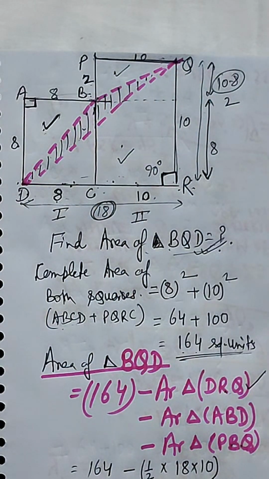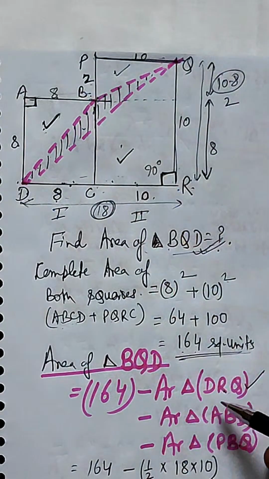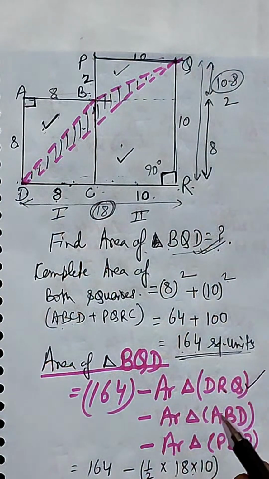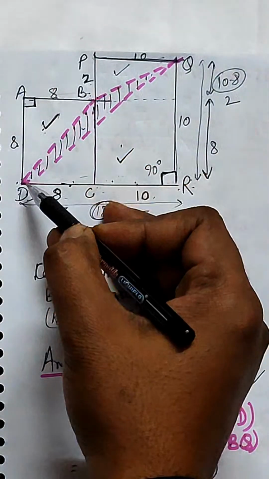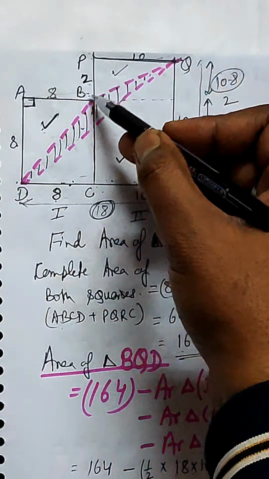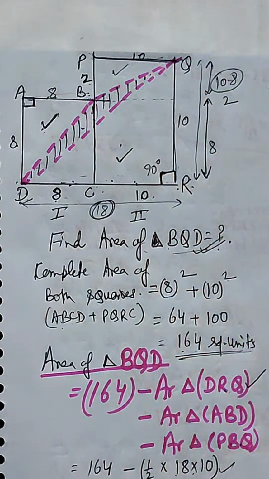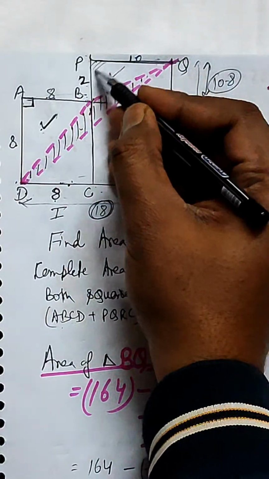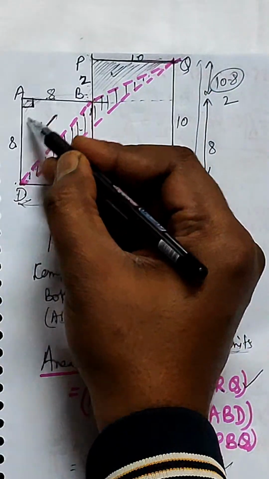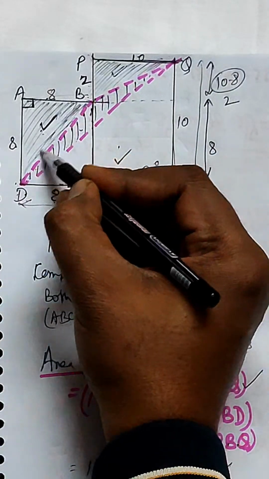So half into base into height. You can see we have calculated the area of triangle DRQ, half into 18 into 10. 18 is the base, 10 is the height. Triangle ABD area, half into 8 into 8, right? Now triangle PBQ is half into 2 into 10, right? This one, PBQ is this triangle, and this is the second triangle whose area needs to be subtracted from the complete area.